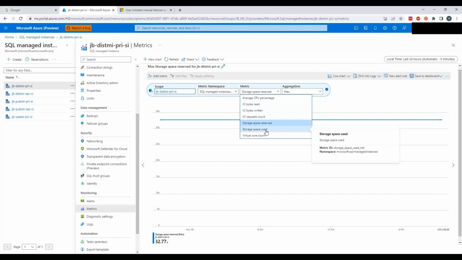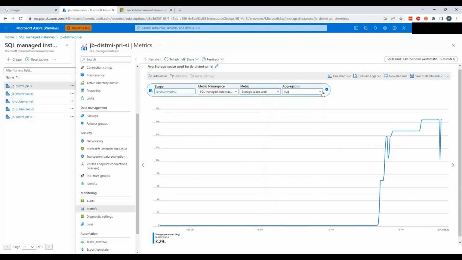Now, if we select storage space used here, and then select, let's say, the maximum, it tells us that the data is from November 5, and today is November 6. What I'm seeing is that the usage is close to nil, maybe 100 MB or something initially. And then today, November 6th, around 3:52 p.m., it slowly started increasing, and then it reached a maximum of 16 GB.